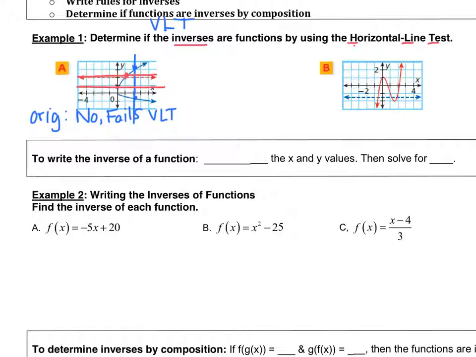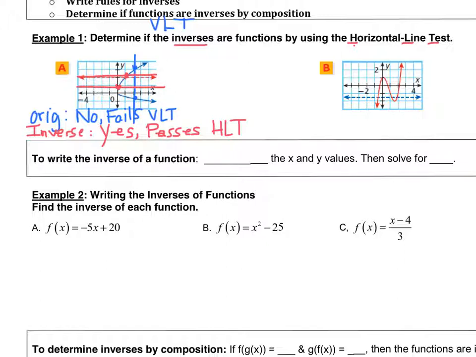We can look at that horizontal line. It only crosses once. And so the inverse would, yes, be a function. Why? Because it passes the HLT.